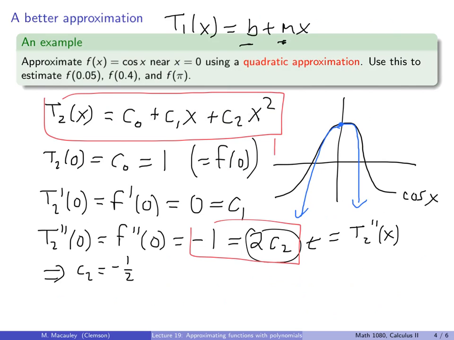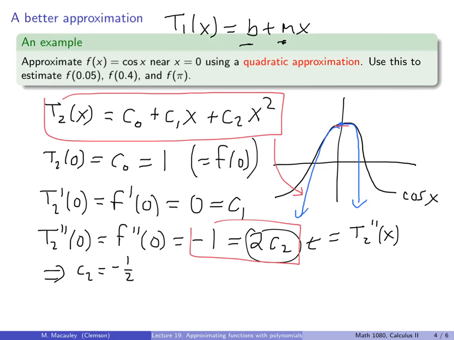So putting this together, we're trying to figure out what function this blue curve is. That's a polynomial. We know it has y-intercept equal to 1. We know that the slope of the tangent line at 0 is 0, and that's just c1, and now we know what c2 is. So we actually know this function.